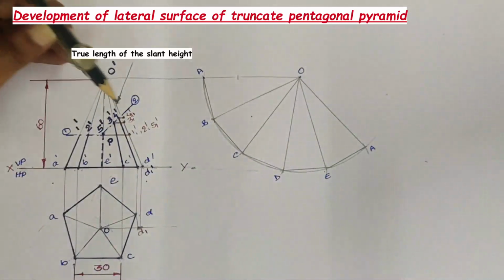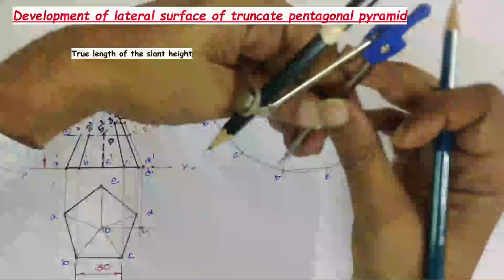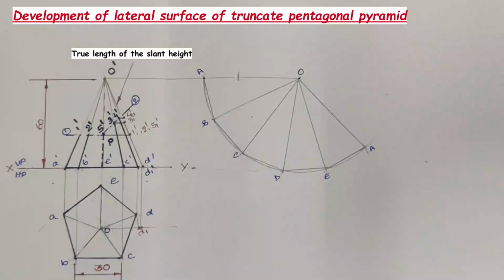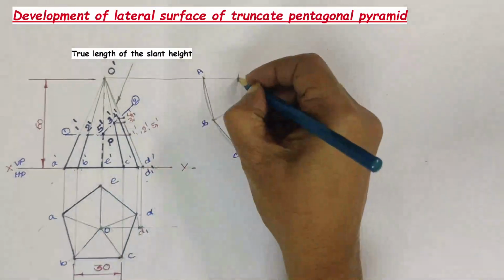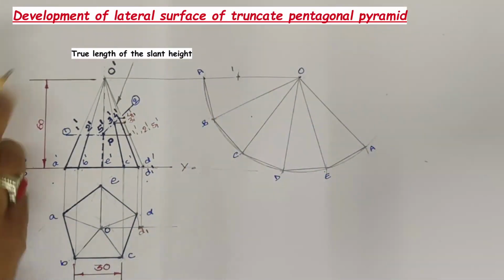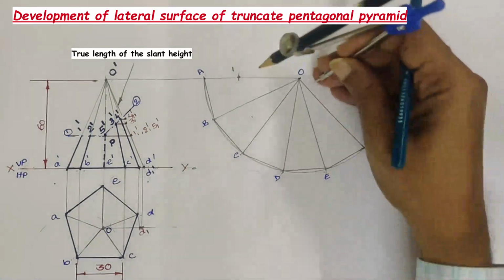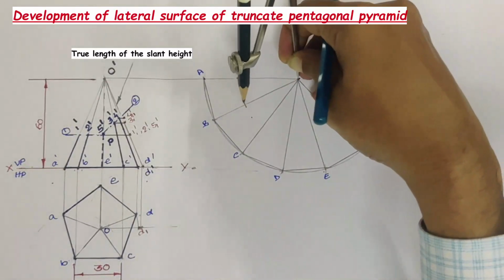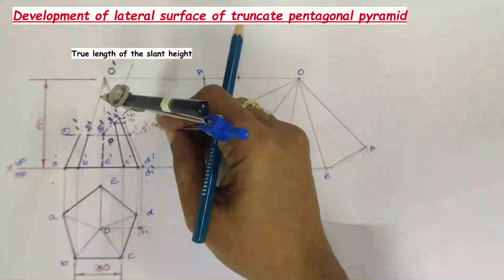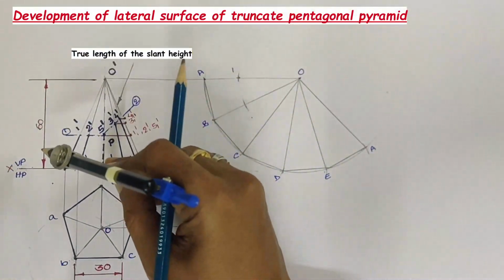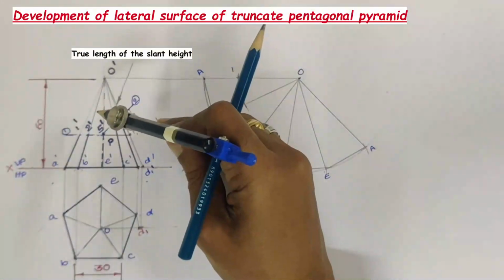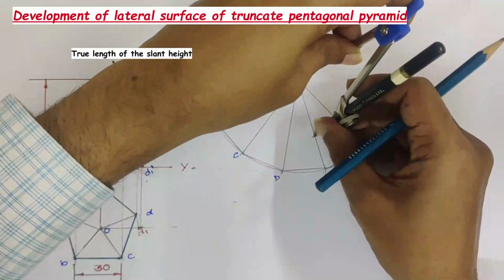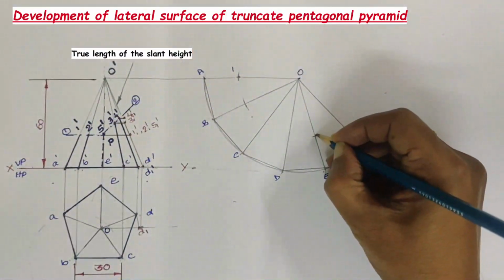Then with O' 1' as a radius, O as a center, draw an arc on the OA slant edge, because 1' is the intersection point on O' A'. That's why this point becomes 1. Similarly, O' 2' with the same radius. So with O as a center, the same radius, draw an arc on the OB slant edge. Name this point as 2. Then 5' is on the O' E' slant edge. So O' 5' also with the same radius. So O as a center with the same radius, draw an arc on the OE slant edge in the development. Name this point as 5.